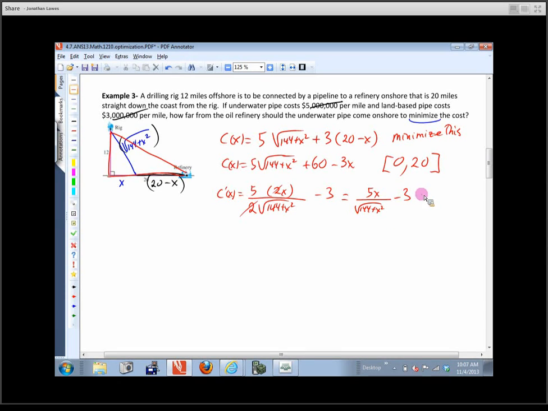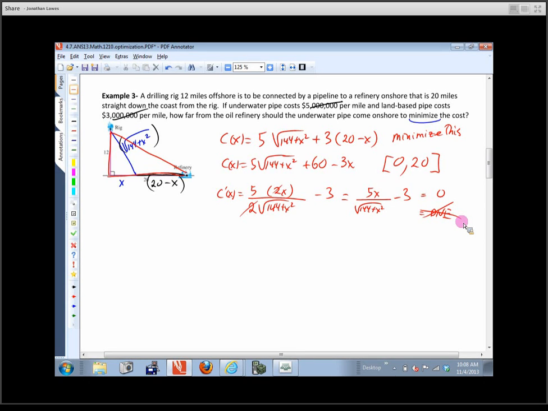And what I want to know is, when does that equal 0, and when does that not exist? So let's think about that for just a second. Is there ever a place where this doesn't exist? Not even 12. Because the denominator is 144 plus x squared, we're never in danger of 0. It's always positive. We're never even in danger of taking a square root of a negative, and certainly not on this interval right here. So we don't have to worry about that. All we need to find out is when this derivative equals 0. So the only place that this could have a minimum is at endpoints or where the derivative equals 0.